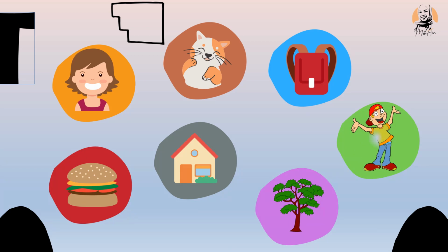Okay, let's look at the first picture. So what can we say about this girl? A happy girl or a pretty girl. Yes, all those words that describe the girls are actually called adjectives. A cute cat, an orange cat, a red bag, a heavy bag. So we describe the bag. And then a delicious hamburger or a tasty hamburger. Okay. A beautiful house, a big house, a tall tree, a naughty boy.